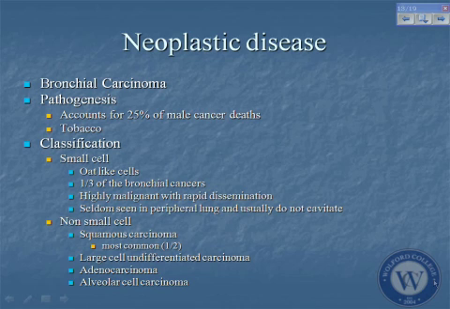Neoplastic disease of the lung can be designated based on cell type. You have your small cells. Small cells are oat-like cells that make up about 1/3 of the bronchial cancers. They're highly malignant with rapid dissemination. They're seldom seen in the peripheral lung and usually do not cavitate. This is a bad one because it's difficult to treat, and because it becomes highly disseminated, it's usually highly malignant.